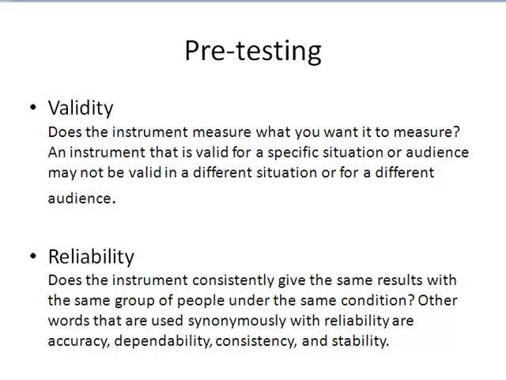What is validity? Validity asks the question, does the instrument measure what you want it to measure? An instrument that is valid for a specific situation or audience may not be valid in a different situation or for a different audience. How do you establish the validity of the instrument? Establishing the validity of an instrument includes a review of the instrument by a panel of experts and a field test. The general procedures are as follows.